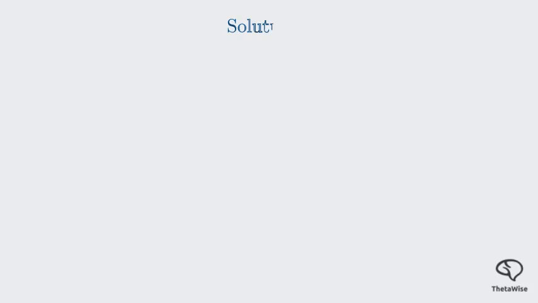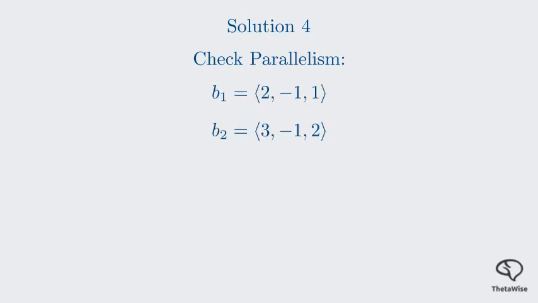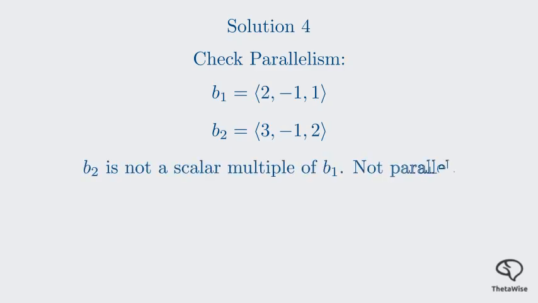Let's work through the solution for question 4. The question asks us to determine the relationship between two lines in 3D. First, we check for parallelism by looking at the direction vectors. B1 is (2, 1, 1), and B2 is (3, 1, 2). Since they are not scalar multiples of each other, the lines are not parallel.